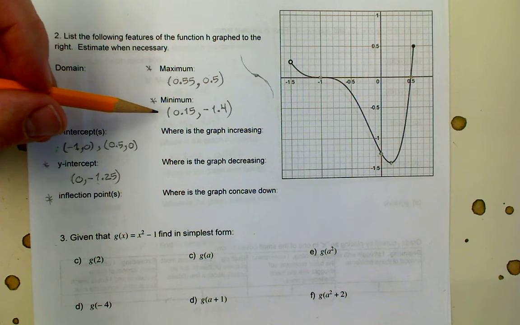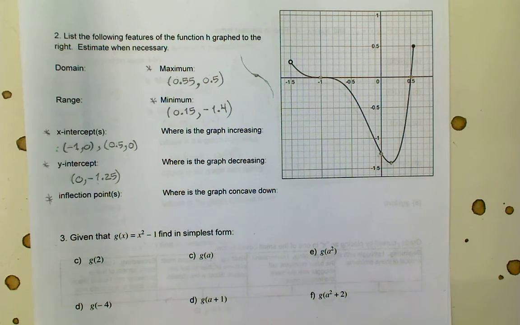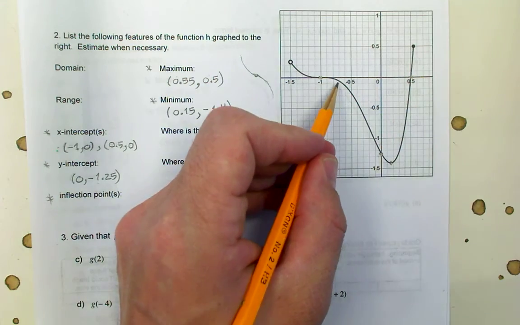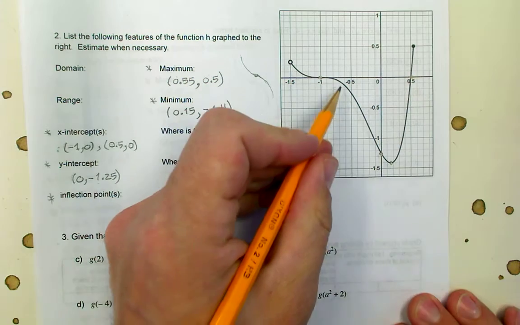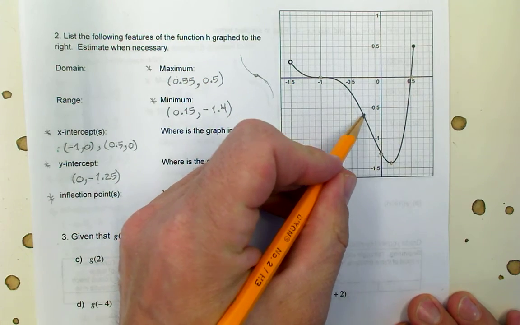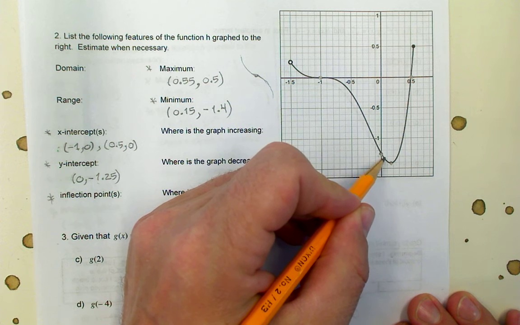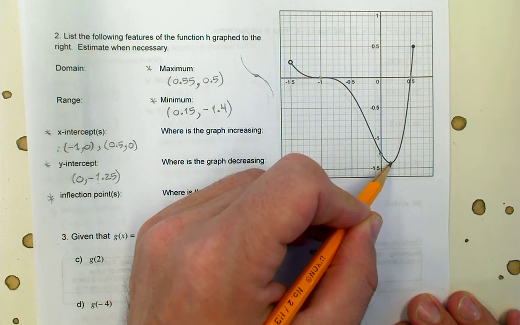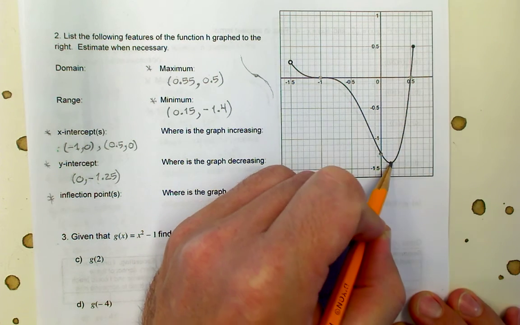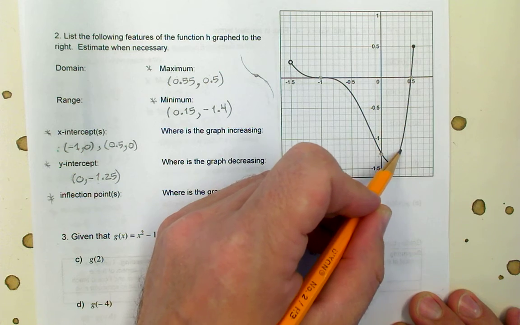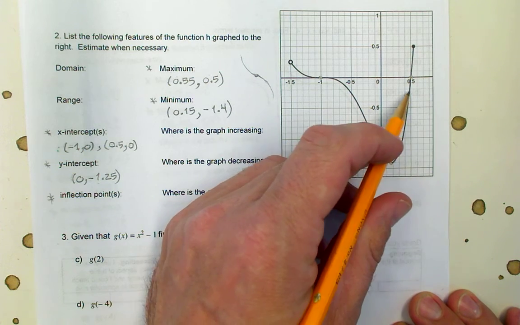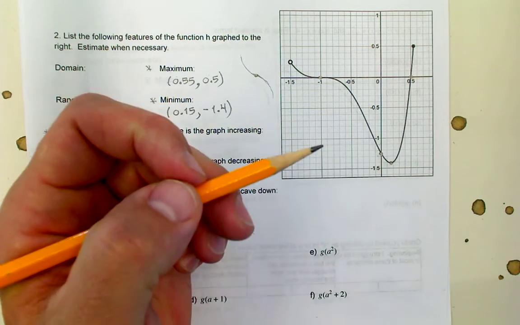Just thinking about that minimum for a second, what's really happening is if we read the graph from left to right, the value of the function is decreasing, decreasing, decreasing, and it gets to this minimum point, and then the value of the function starts to increase, increase, increase, and that's what a minimum is.